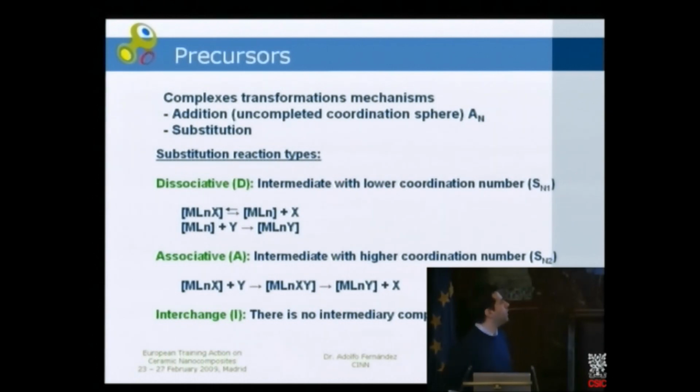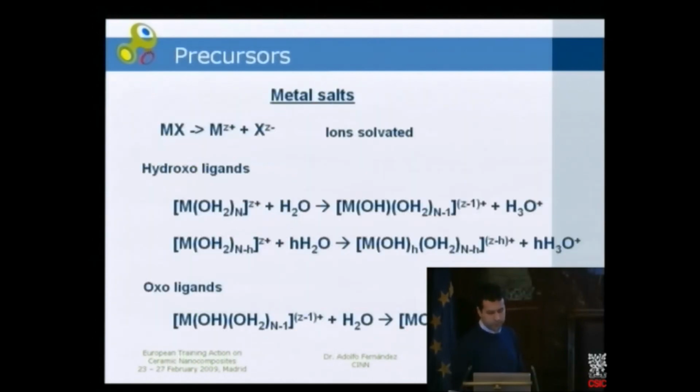This type of mechanism can be modified by changing the type of ligand. For example, if we use a ligand with a higher steric size, a bigger ligand, it is going to change the associative mechanism to a dissociative mechanism.